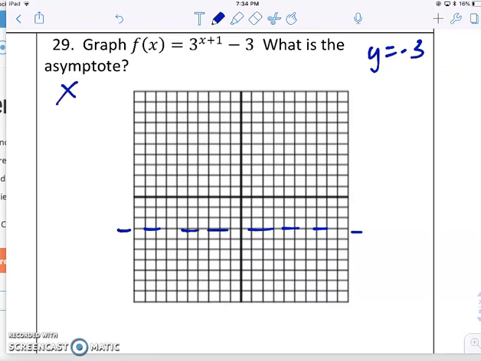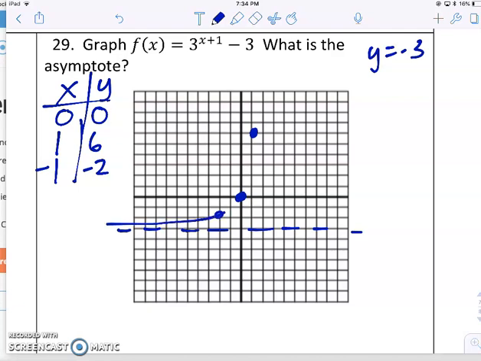And what happens when we plug in 0? 3 to the first, so 3 minus 3 is 0. Let's do a 1. So that'd be 3 squared is 9, minus 3 is 6. Maybe we'll put a negative 1. Negative 1 plus 1 is 0. Anything to the 0 power is 1. Minus 3 is negative 2. So we have our swoop there.